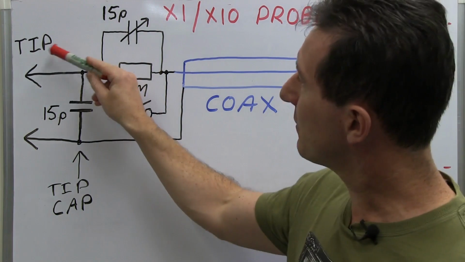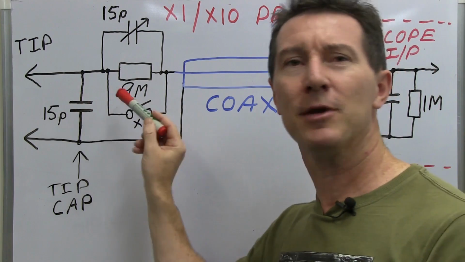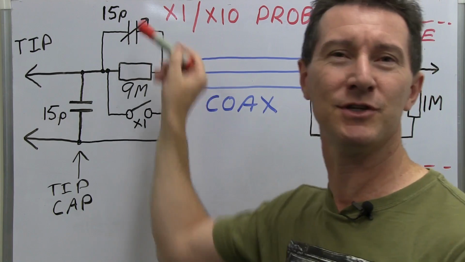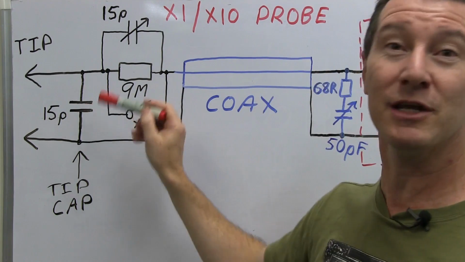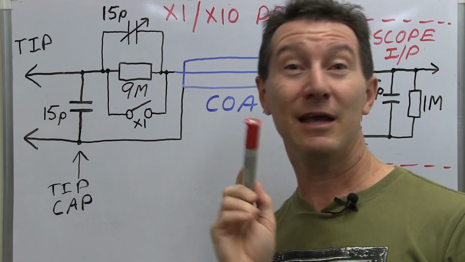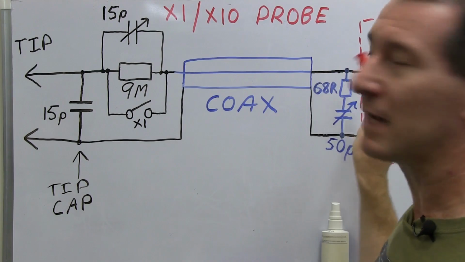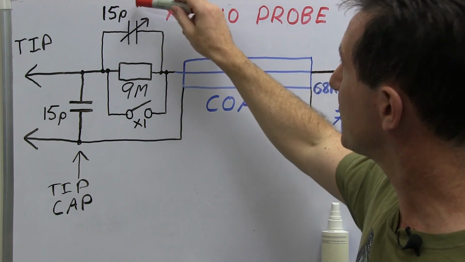So let's start out at the tip over here. Here's the probe tip. There's a little bit of probe tip capacitance. They don't often show this in the circuit. They just show the typical 9 meg resistor and the compensation cap. But we'll show it because it's actually rather valid, and it'll come from the data sheet as well. These are all going to be typical values, of course. They will kind of vary, but let's just go for typical.